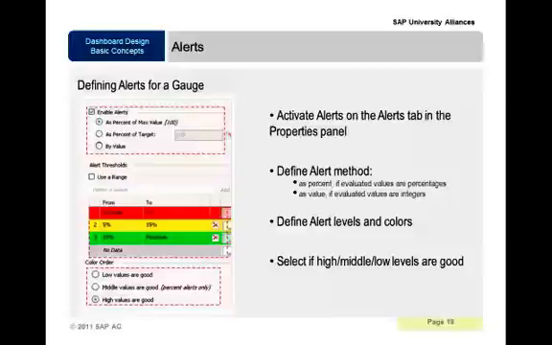Then in the middle, you will define the alert levels and colors. Again, in most cases, we want to use red as bad and green as good. And then finally, at the bottom, you will define whether high values are good or low values are good. And for profit margin, of course, the higher the better.